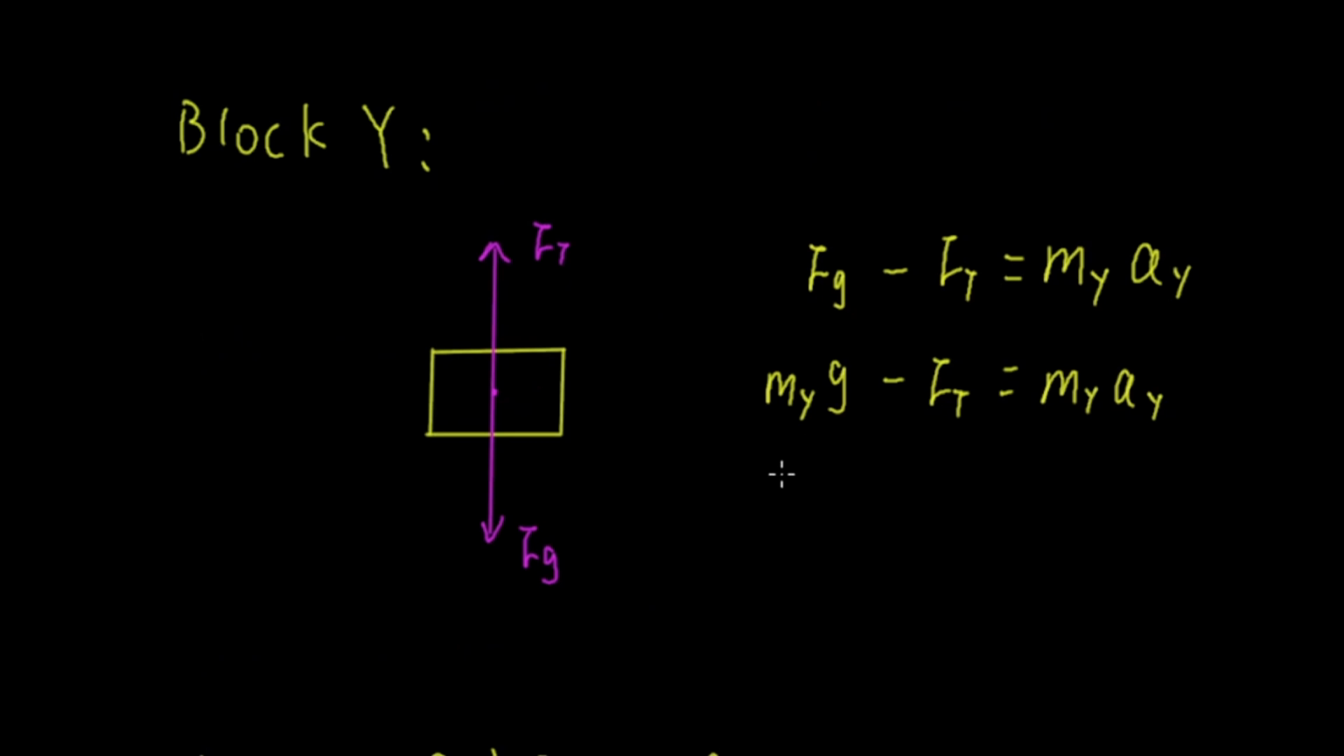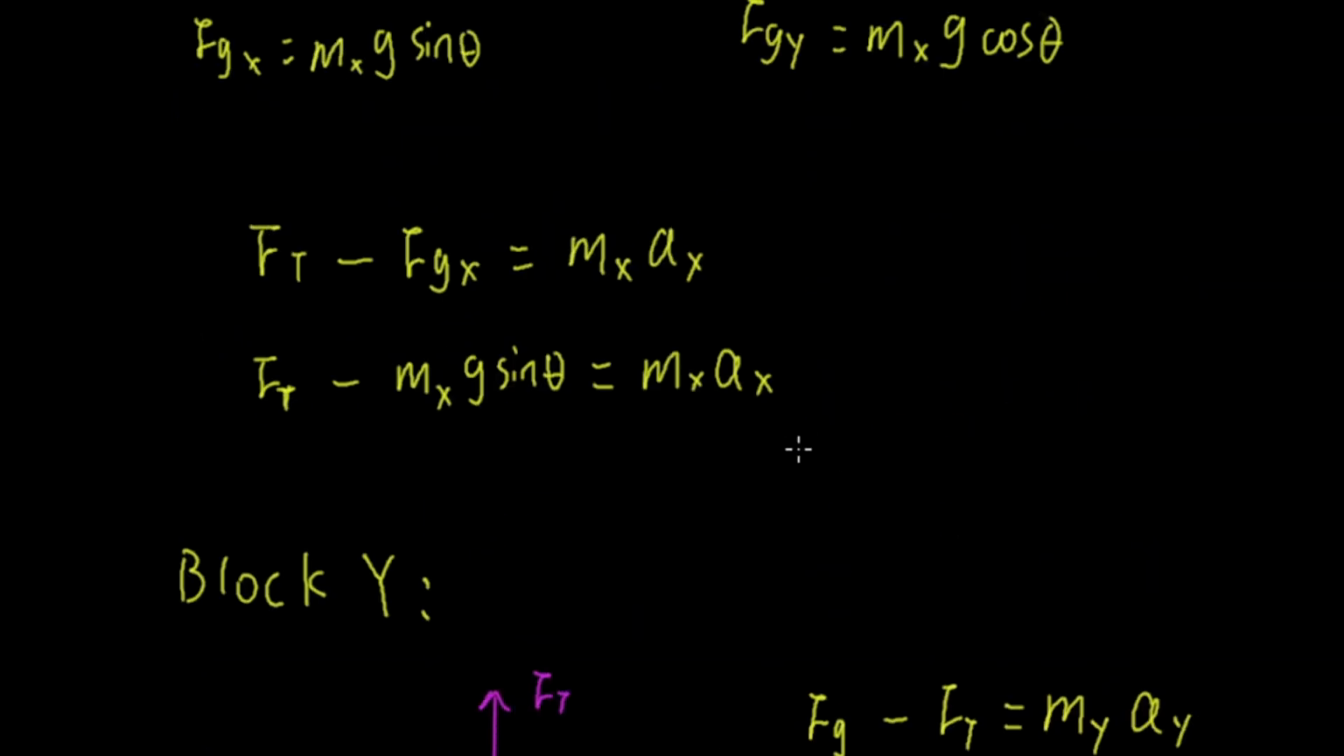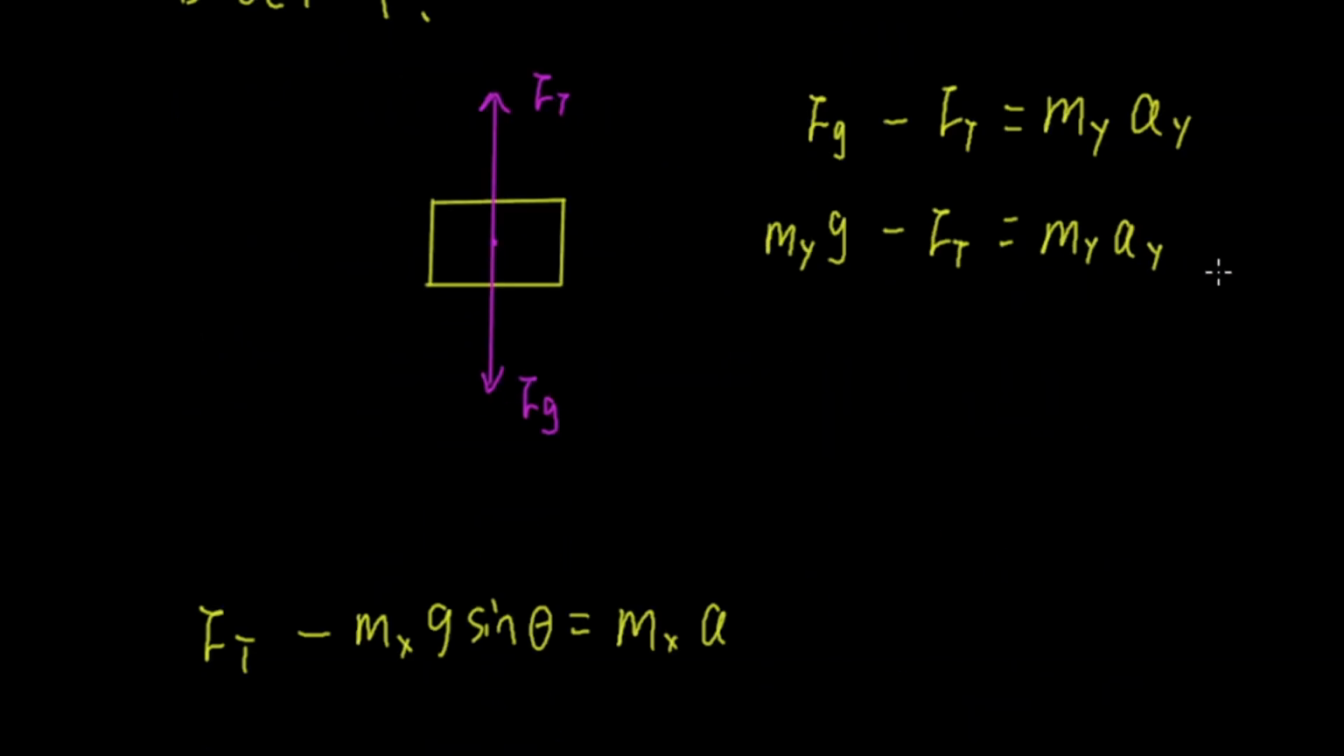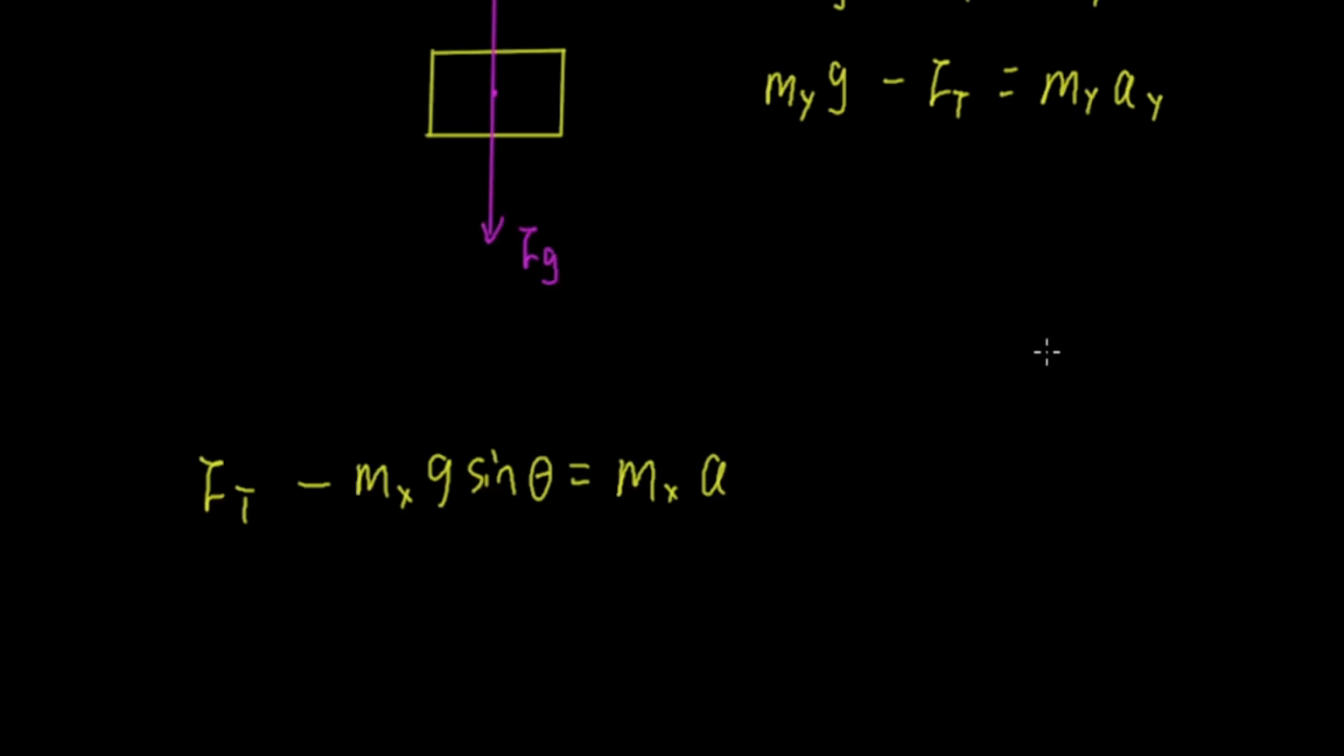So for block x, I can write that tension force minus m sub x g sine theta is equal to m sub x times acceleration. Okay, now for block y, here I can take away the subscript y. So that would be m sub y times g minus force of tension equals m sub y times acceleration. Okay, so acceleration here will be the same.